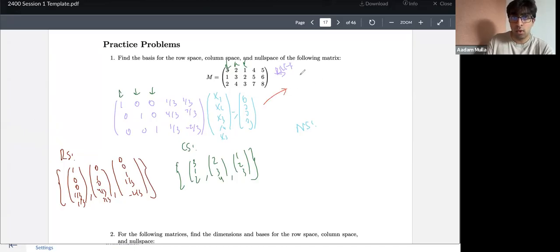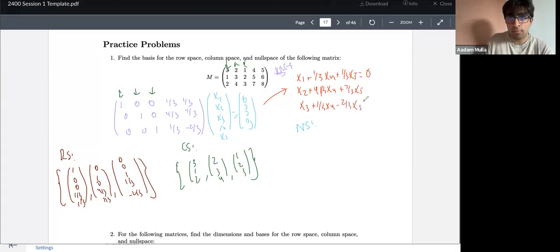So let's do the multiplication now. 1x1 plus 0x2 plus 0x3 plus 1/3 x4 plus 1/3 x5 equals 0. The next row tells me x2 plus 4/3 x4 plus 7/3 x5 equals 0. And the third row tells me x3 plus 1/3 x4 minus 2/3 x5 equals 0.